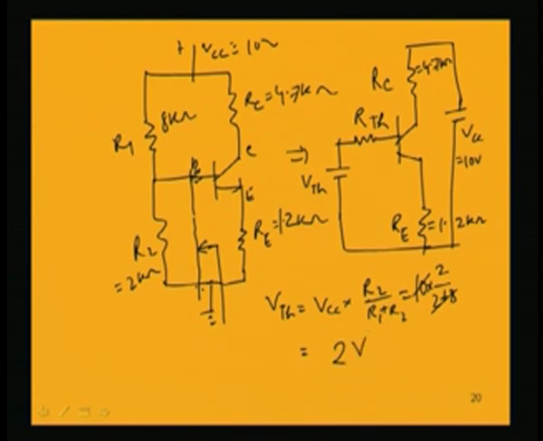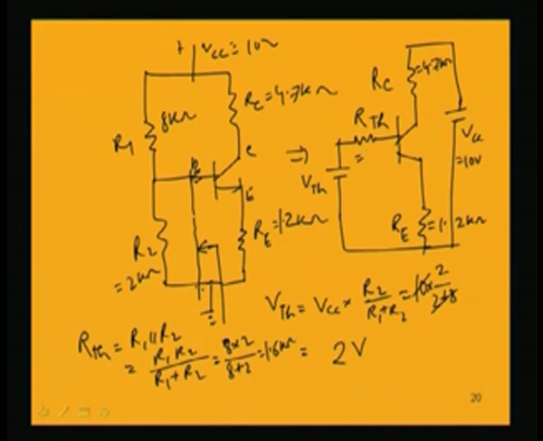V Thevenin is 2 volt and R Thevenin is R1 parallel R2, that is R1 R2 by R1 plus R2. Multiplying 8 and 2, 8 into 2 by 8 plus 2, so 16 by 10, that is 1.6 K. So, I get 1.6 K as R Thevenin and 2 volt as V Thevenin.